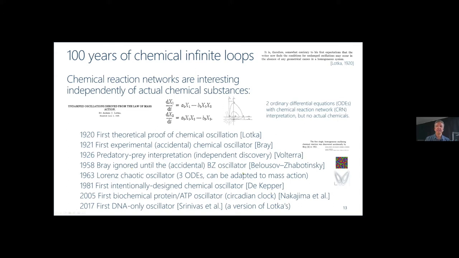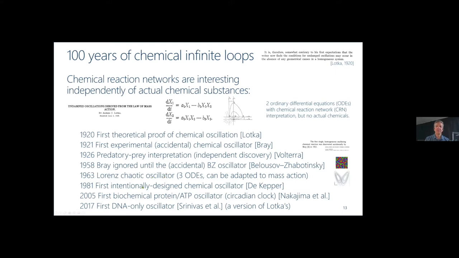So finally, in 1958, again accidentally, a new chemical oscillator was discovered, called the Belousov oscillator. It's very famous. You could demonstrate it in the lab very easily, and it became very, very famous. In 1963, Lorenz discovered a chaotic oscillator. Now, this takes three variables instead of two. It's not mass action, but can be adapted for mass action. And now we have a more interesting oscillator, one which is even chaotic.